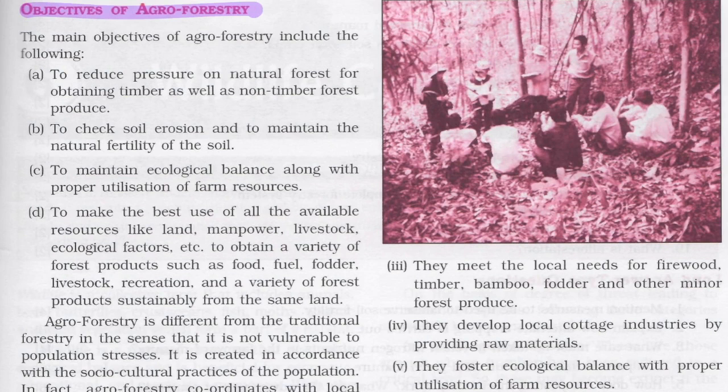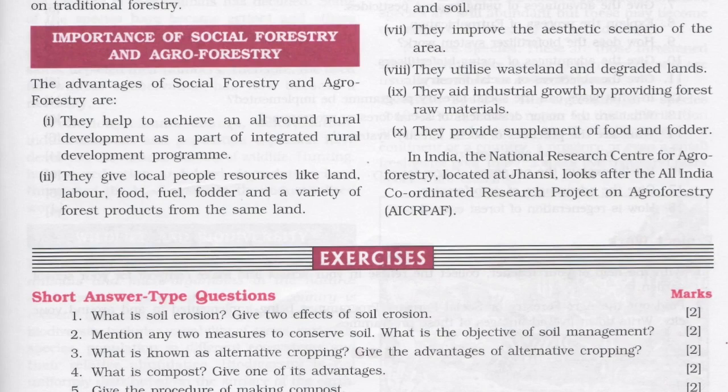Objectives of agroforestry: to reduce pressure on natural forests for obtaining timber as well as non-timber forest produce, to check soil erosion and to maintain natural fertility of the soil, to maintain ecological balance, and to make the best use of all available resources like land, manpower, livestock, ecological factors, etc. Importance of social forestry and agroforestry.